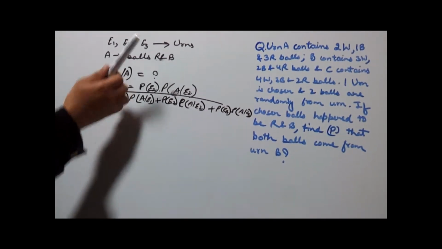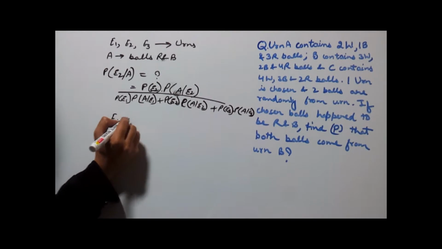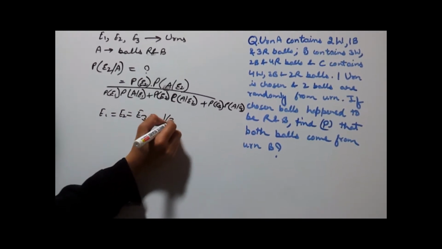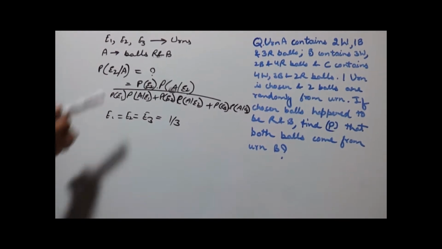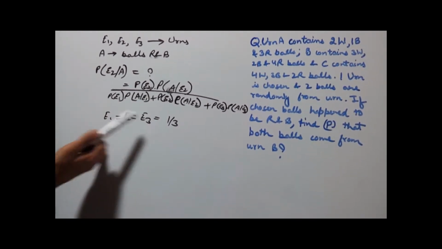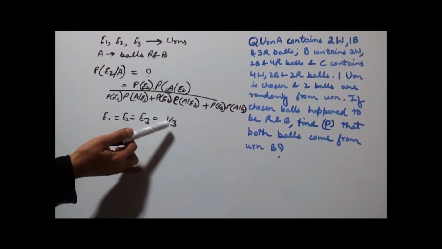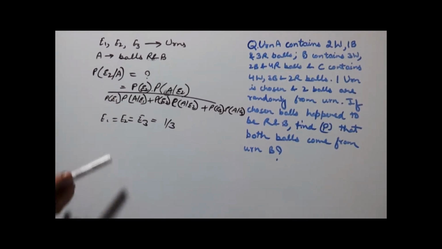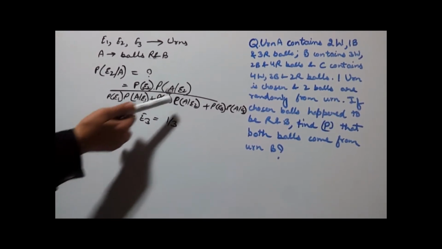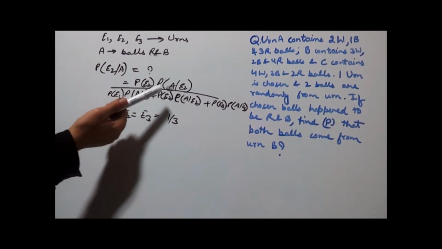Here E1, E2 and E3 would be equal, which is equal to 1 by 3, because chances of picking any of the urns is equal and there are a total of 3 urns. So the probability of each of them would be equal to 1 by 3. Now here the complexity lies in picking up balls from these urns.